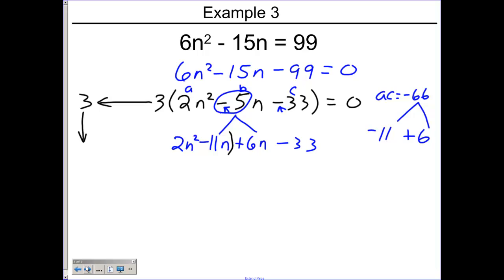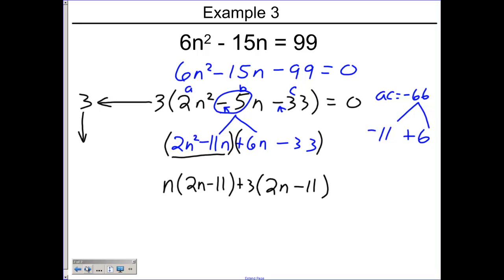Next thing, group them together and factor out a GCF. Well, this first one here has a GCF of, it appears to be n, so I factor out an n, and I have a 2n minus 11 left over. And this next one here appears to have a factor of 3, so I'm going to factor out a positive 3. And I will have a 2n minus 11 left over again.